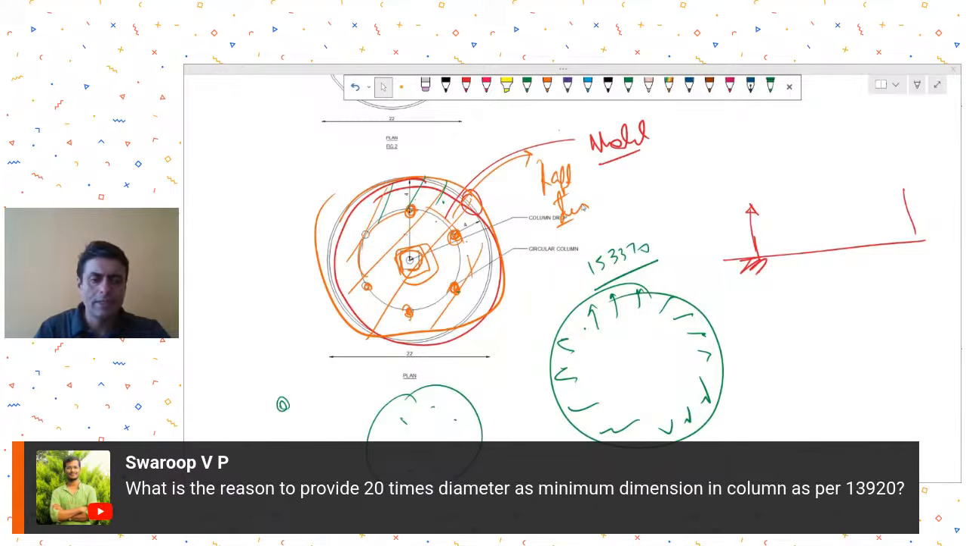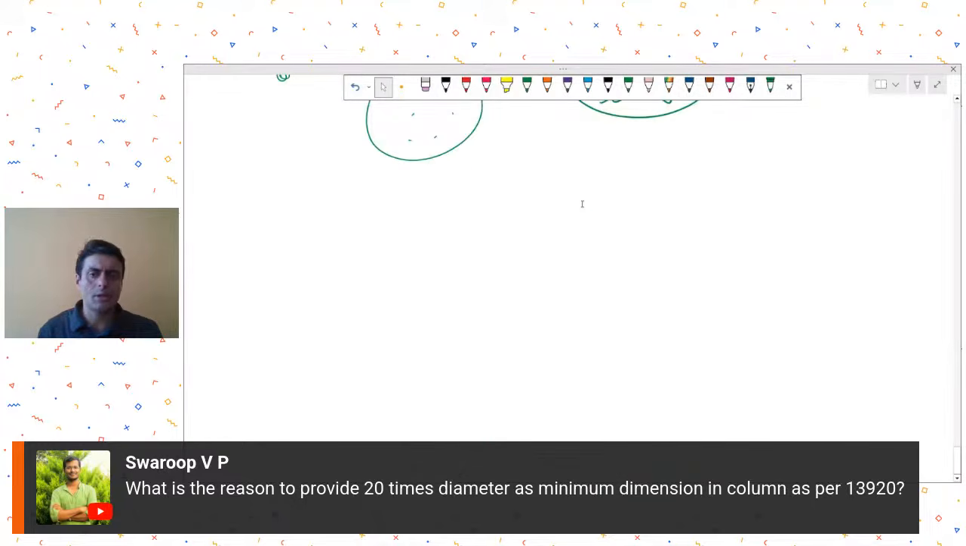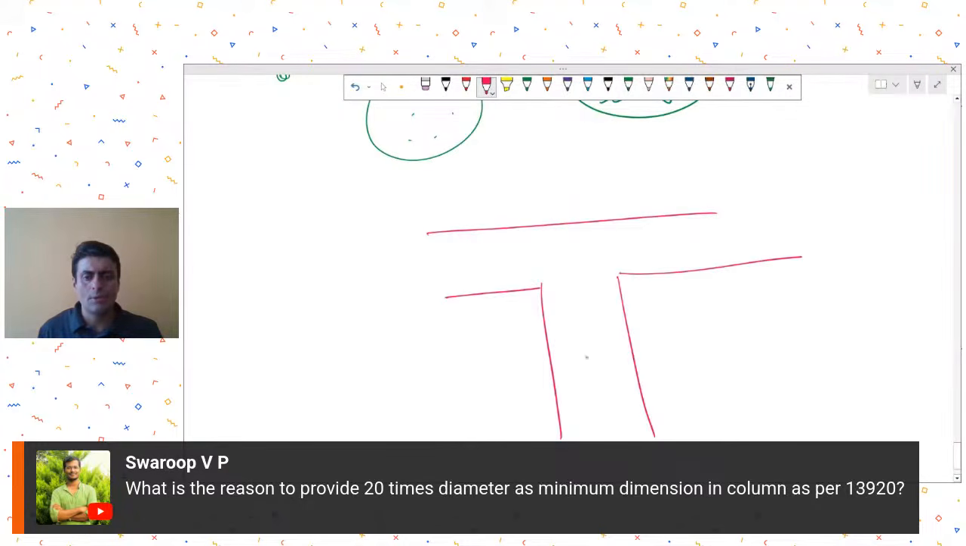Mr. Swaroop BP is asking, what is the reason to provide 20 times the diameter as minimum dimension in column? Because to avoid the bar slippage over the column seat. The reason for providing this 20 dia requirement is, if in elevation I show you, this is my column width and this is my beam. So you will have your bar in the beam, reinforcement bar in the beam.